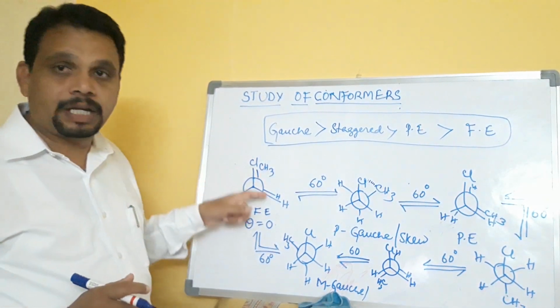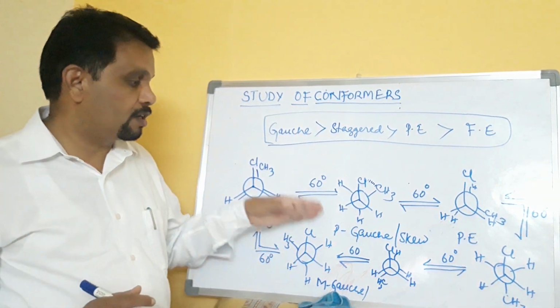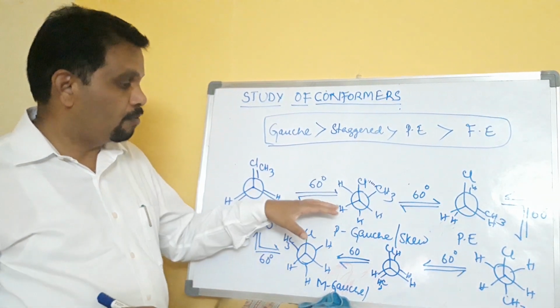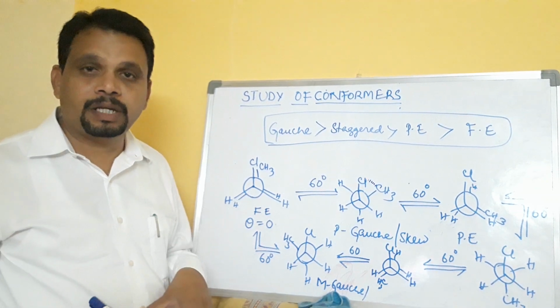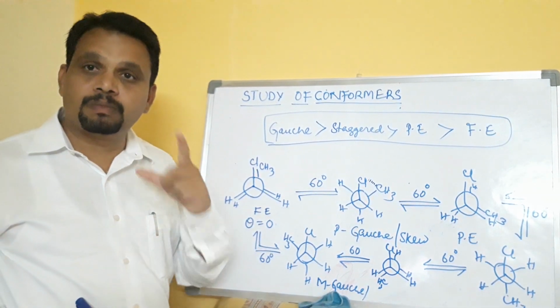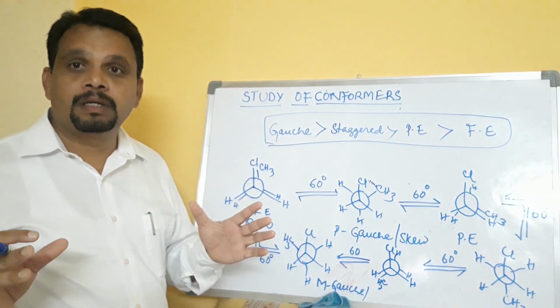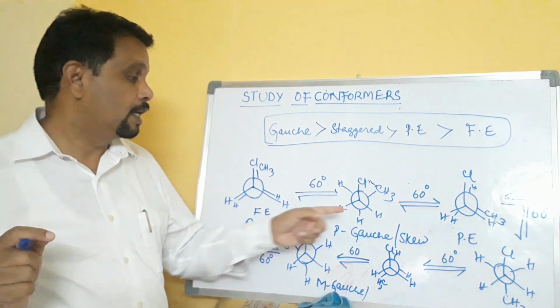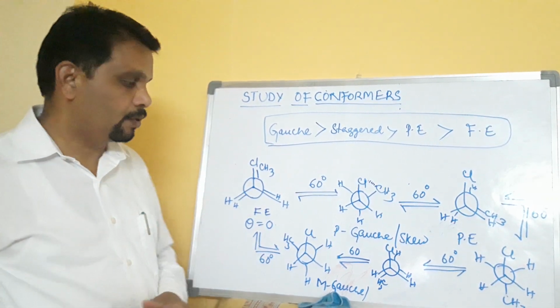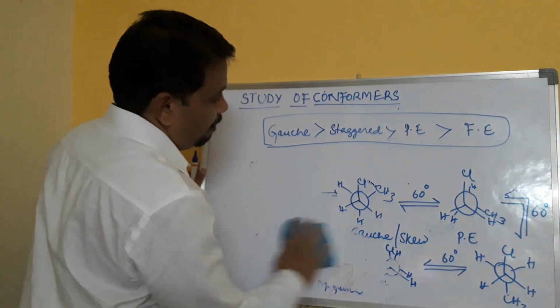If you understand that, you can easily write the order of stability among these conformers. Among these conformers, the gauche conformer is more stable than the staggered conformer because of van der Waals attractions in the gauche conformer. Okay, so I'll explain a different example.